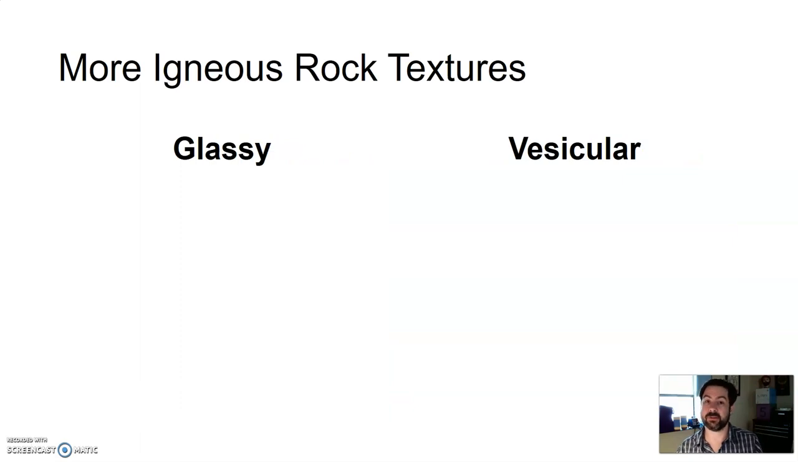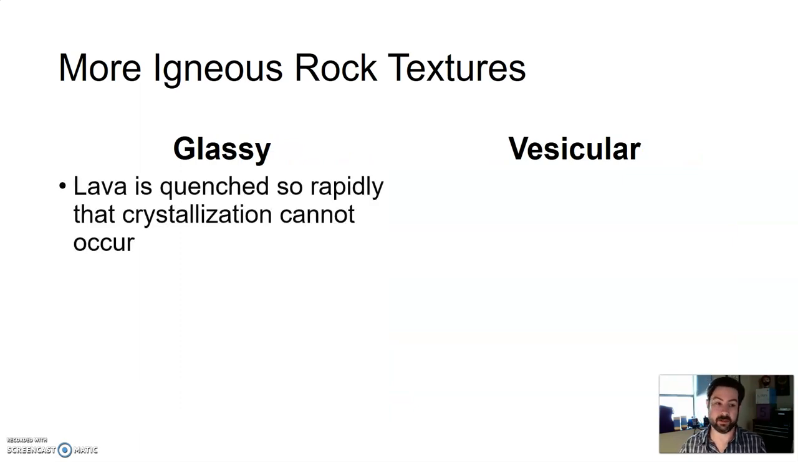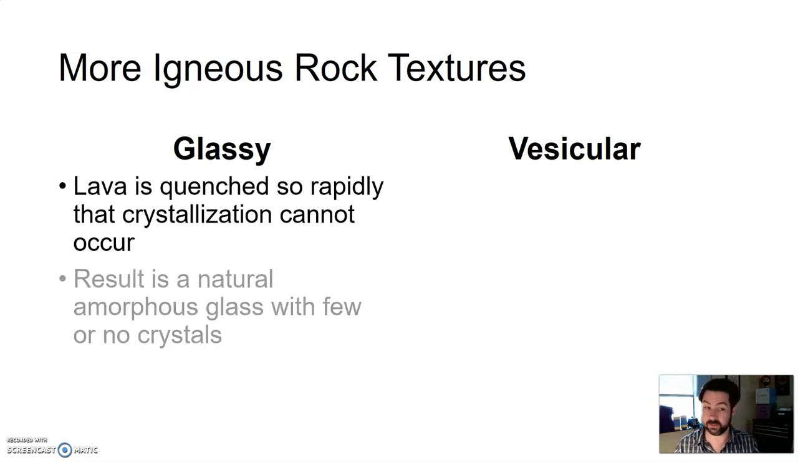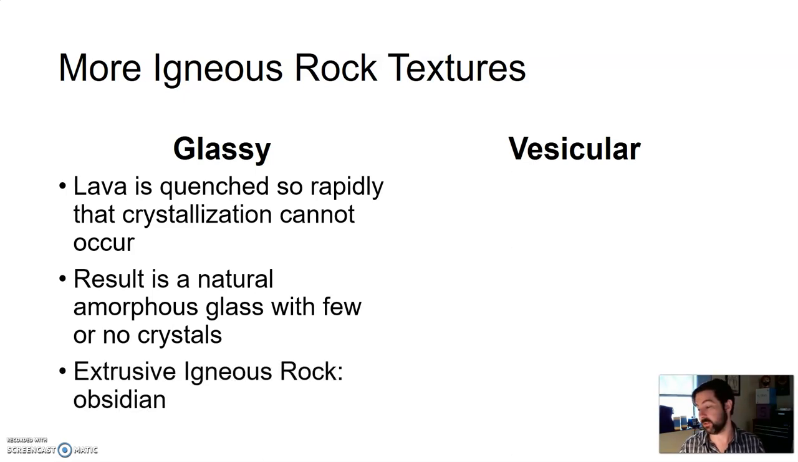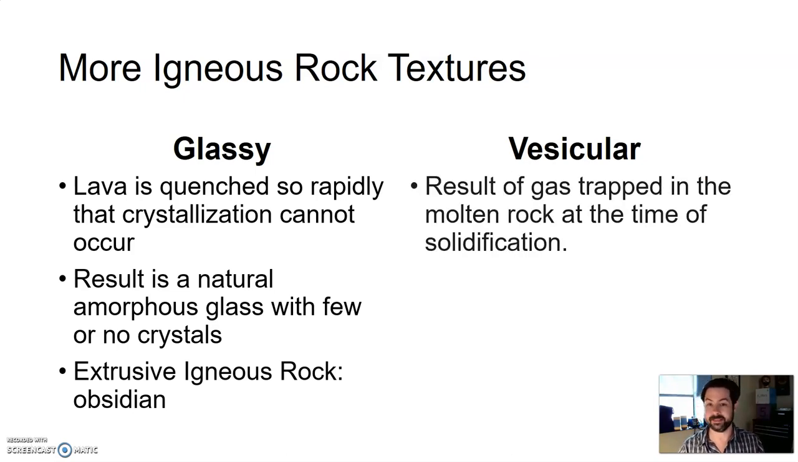Some other textures of igneous rocks that help tell a story is a glassy texture. I'll show you what that is here momentarily. It's when lava, so extrusive, molten material on the surface, cools so rapidly that no crystallization can occur. It results in a naturally formed amorphous glass with very few to no crystals. Obsidian is an example of this extrusive igneous rock with a glassy texture.